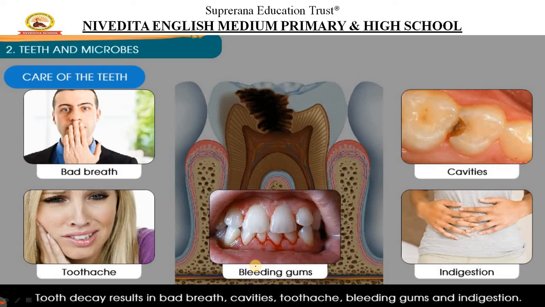So it is better to have a good habit of brushing our teeth in the night, so that reduces the activity of bacteria or reduces the acidic production in the mouth. So toothache, bleeding gums. What is bleeding gum? Bleeding gums is a situation where gums are not strong. Cavities, again, where the enamel of the tooth is getting spoiled, and sometimes indigestion. These are some of the effects of teeth decay.